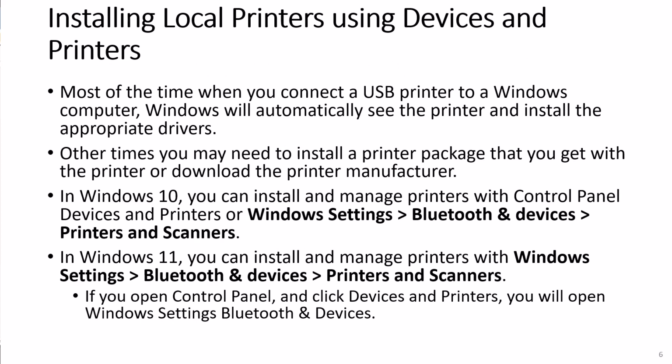Most of the time when you connect a USB printer to a Windows computer, Windows will automatically see the printer and install the appropriate drivers. Other times you may need to install the print package that you get with the printer or download from the printer manufacturer. In Windows 10, you can install and manage printers with the Control Panel, Devices and Printers, or Windows Settings, Bluetooth and devices, Printers and Scanners. In Windows 11, you can install and manage printers with Windows Settings, Bluetooth and devices, Printers and Scanners. If you open Control Panel and click Devices and Printers, you open Windows Settings, Bluetooth and devices.